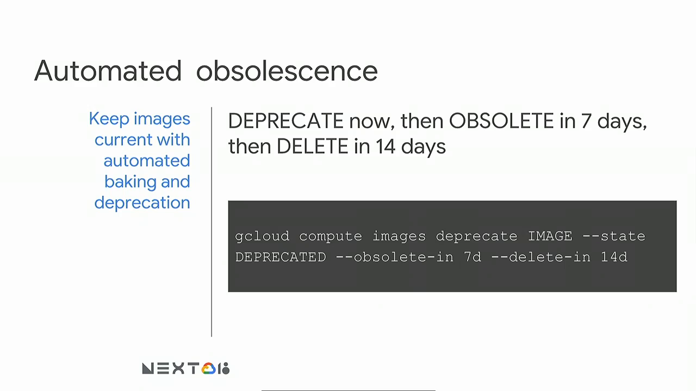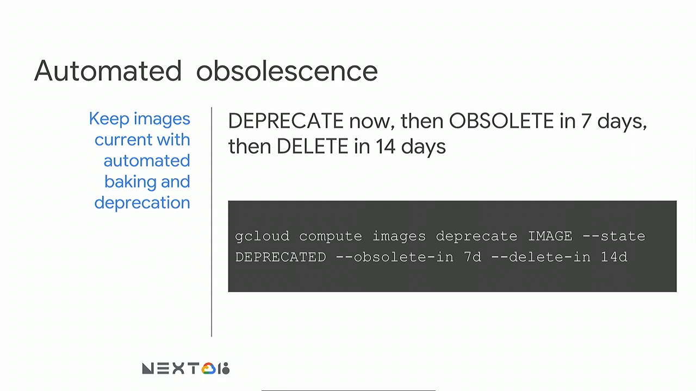So you can do automated obsolescence. What this means is that when you tell a version of an image to be deprecated, there are two extra flags you can pass. There's an obsolete-in, and there's a delete-in. And this can be a relative amount of time, so in 7 days, or an absolute amount of time, a particular date that you give it.